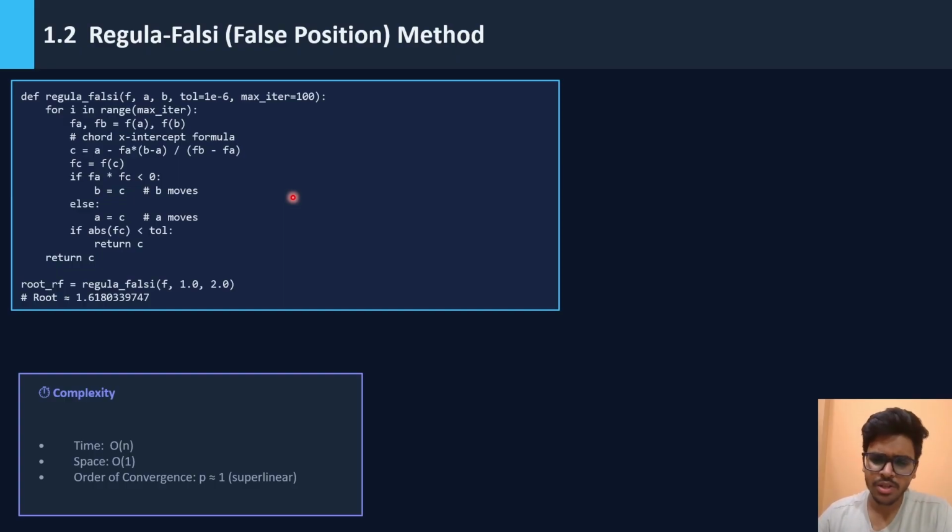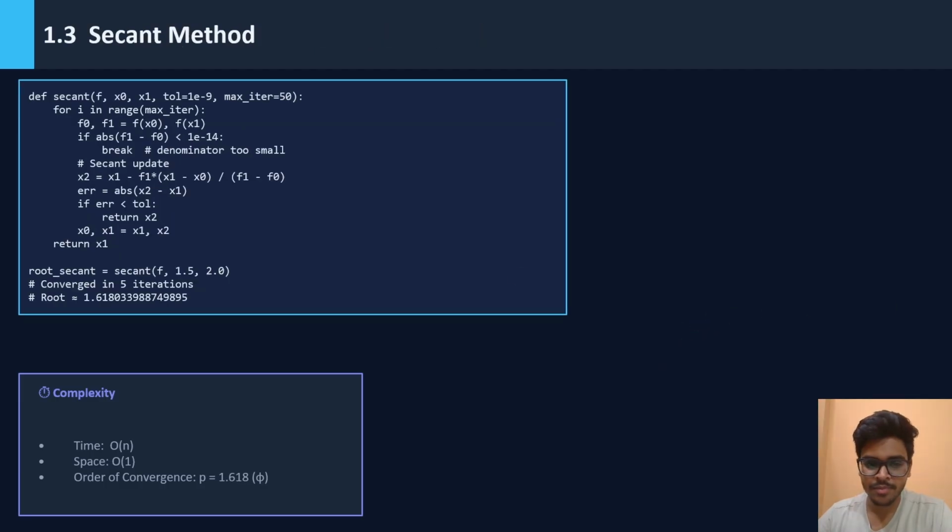This gives a better approximation compared to the midpoint. After calculating c, we again check where the sign change occurs and update either a or b. The process continues until the error is smaller than the tolerance value. Its time complexity is O(n), space complexity is O(1), and convergence is approximately linear. It usually converges faster than bisection because it uses function values intelligently.